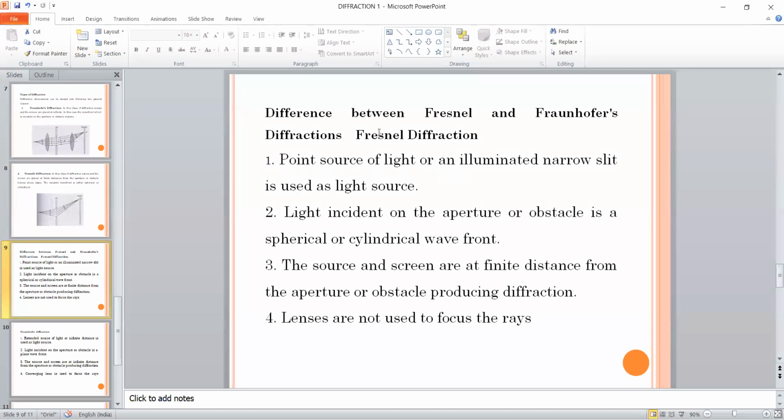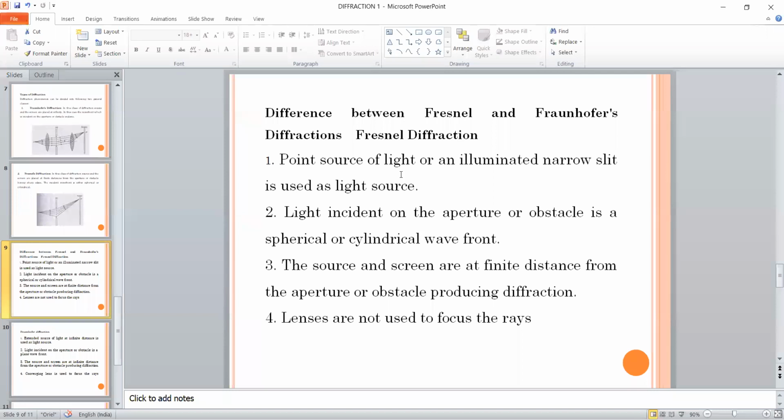So here, this is the explanation about the Fresnel. Point source of light is used. That means candle is taken as a point source. That means very narrow source. And whatever the wavefront incident on the obstacle, I mean screen, it is in a spherical shape. Already I discussed in the picture. And also in Fresnel, source and screen are at a finite distance. And here we cannot use a lens. That is the Fresnel diffraction.